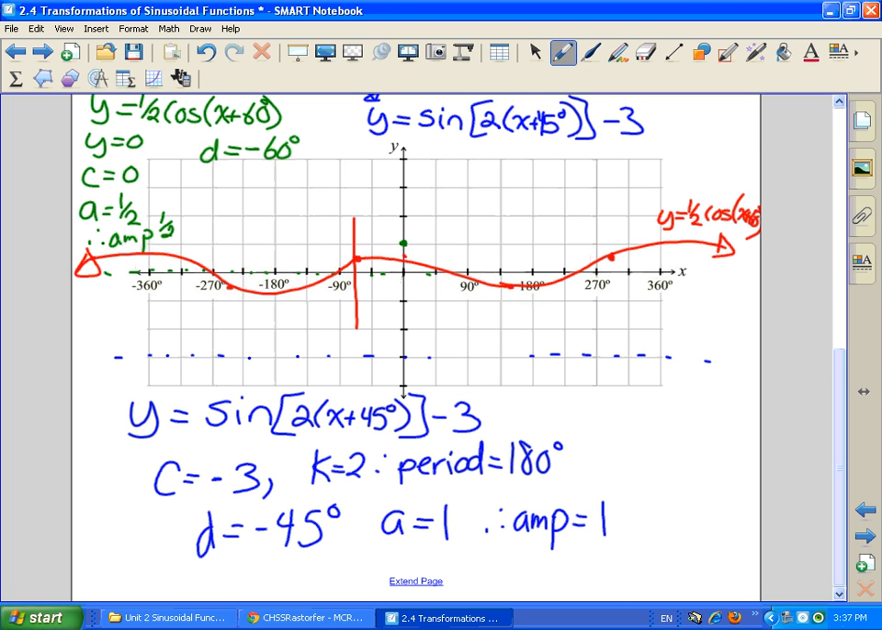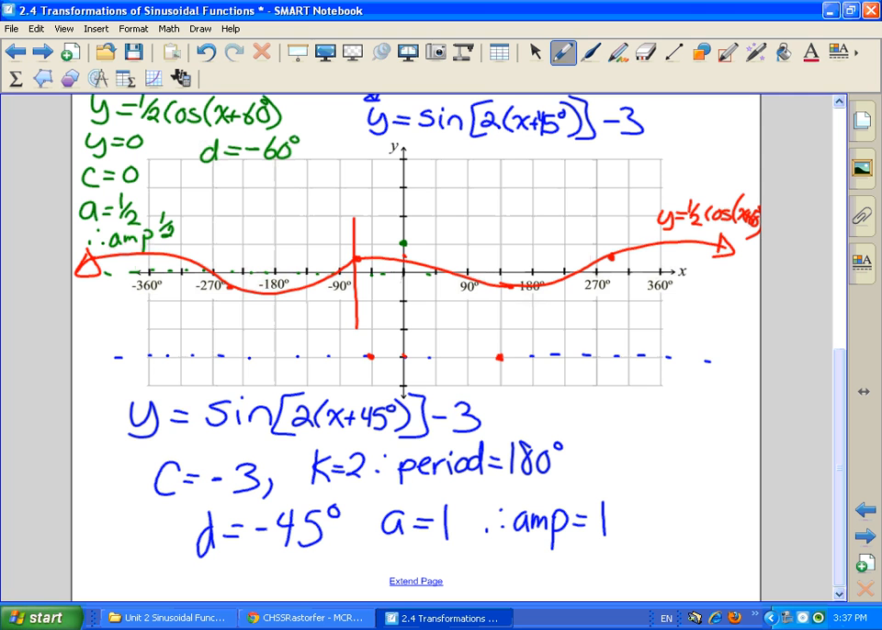So this one's actually, I find, easier to draw than the other one. Normally I would be starting here, ladies and gentlemen. However, I have to start 45 degrees away from it. My amplitude means I have to go up to 1, but I also have to keep my period in mind. So if I'm starting at -45, I'm ending at 135. I'm ending at 135 right here.